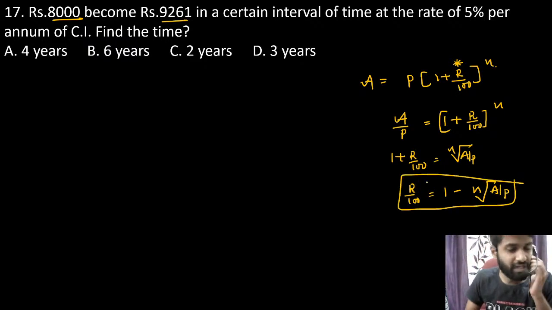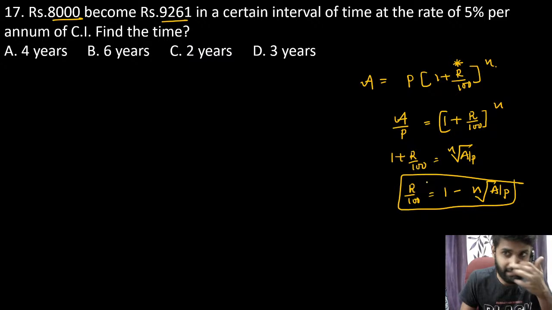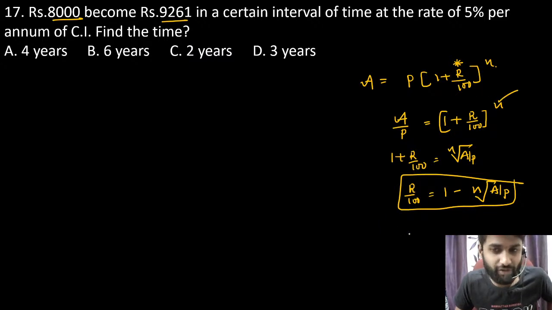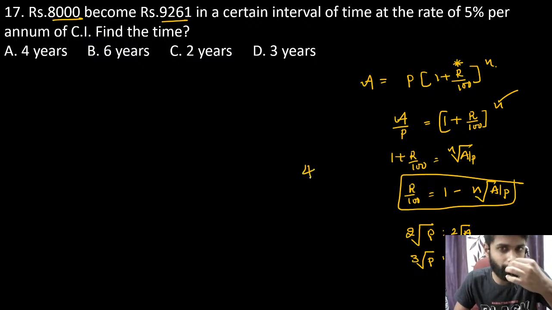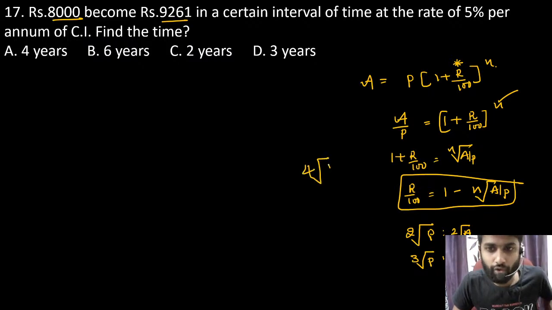Simply, if the question is related to finding the R percentage and the n value is given, for example, if n is given as 2, you can write the ratio as square root of P is to square root of A, guys. If the question is related to 3 years, you can write cube root of P is to cube root of A. If the question is related to 4 years, you can write fourth root of P is to fourth root of A. Keep it in mind.